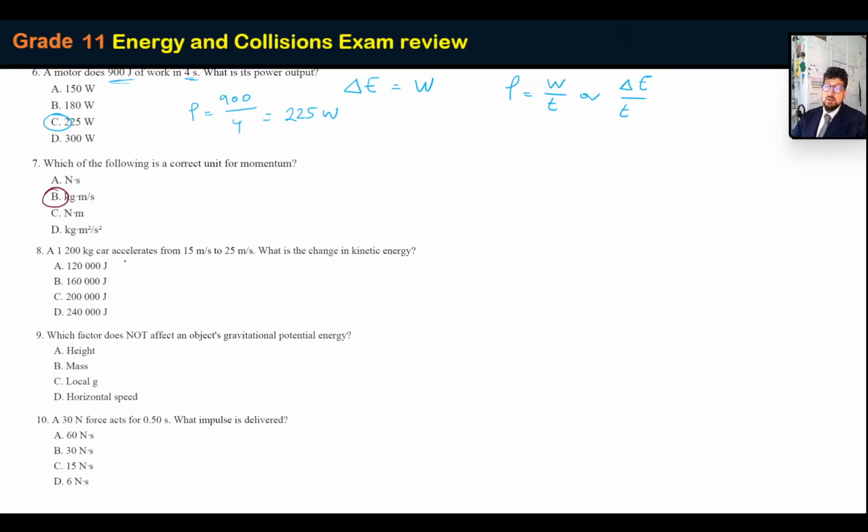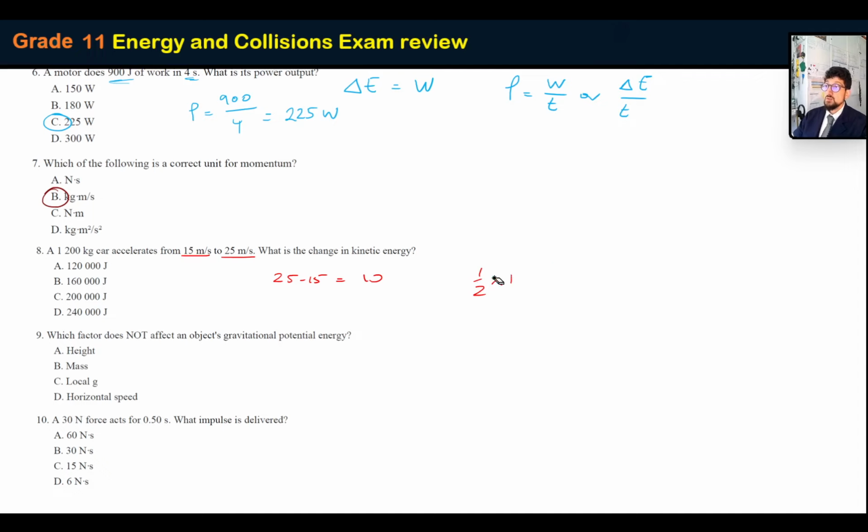A 1,200 kilogram car accelerates from 15 to 25. What is the change in kinetic energy? Now, here's the thing about these kinds of questions. Make sure you solve it for 15 and you solve it for 25. It doesn't work if you go 25 minus 15 and you go, oh, it's 10. So let me just do this. Half times 1,200 times 10 squared. That doesn't work. The reason it doesn't work is because it's squared.